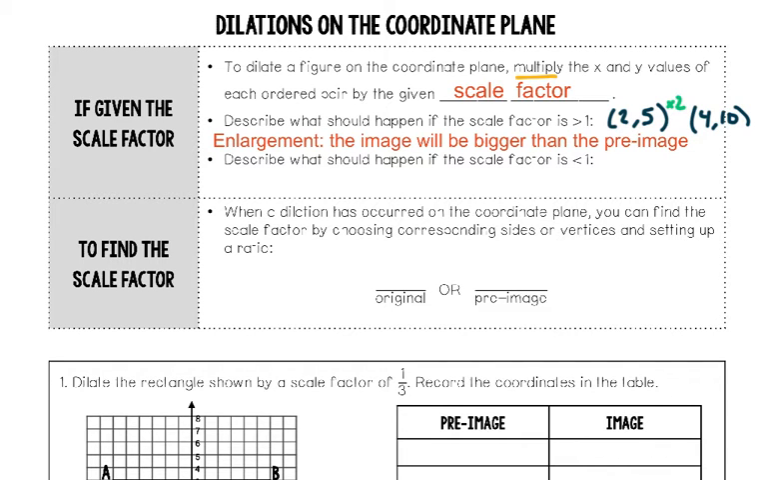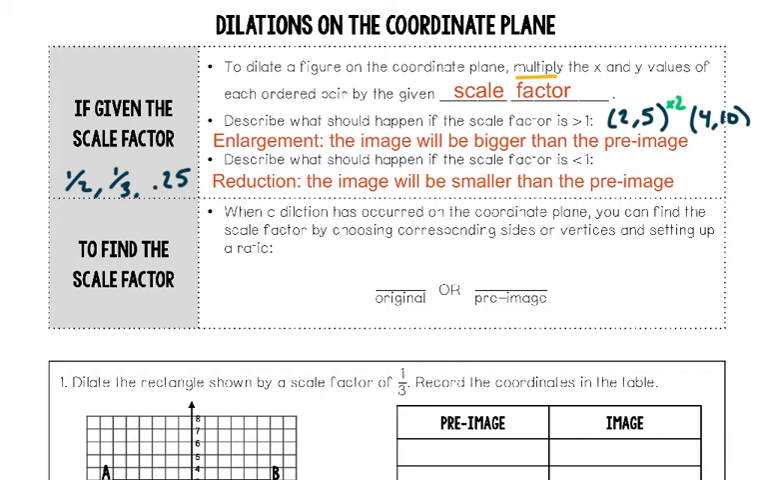However, like I said, dilations don't always make objects bigger on the coordinate plane. If your scale factor is less than 1, you call that a reduction, and the image will then be smaller than the pre-image. Now, when I talk about scale factors that are less than 1, I'm not talking about negatives. I'm talking about fractions and decimals. Those are numbers that are less than 1 that would shrink your object. So, for example, if your scale factor was a half or a third of the size, you would multiply each of those points by that fraction.